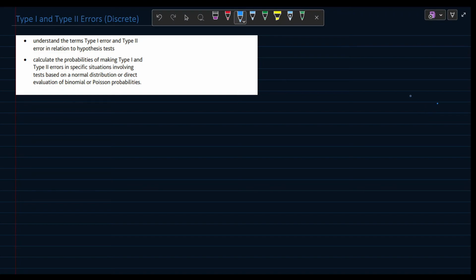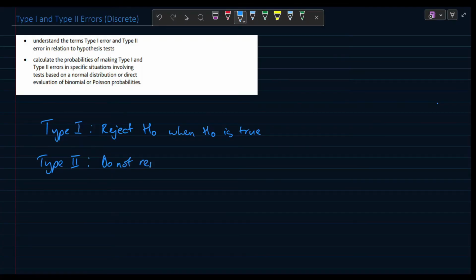Alright, in this video we're going to be looking at type 1 and type 2 errors for discrete distributions. So the definitions remain. A type 1 error is when you reject H0 when it is true, when H0 is true. And then a type 2 error is when you do not reject H0, when H0 is false.